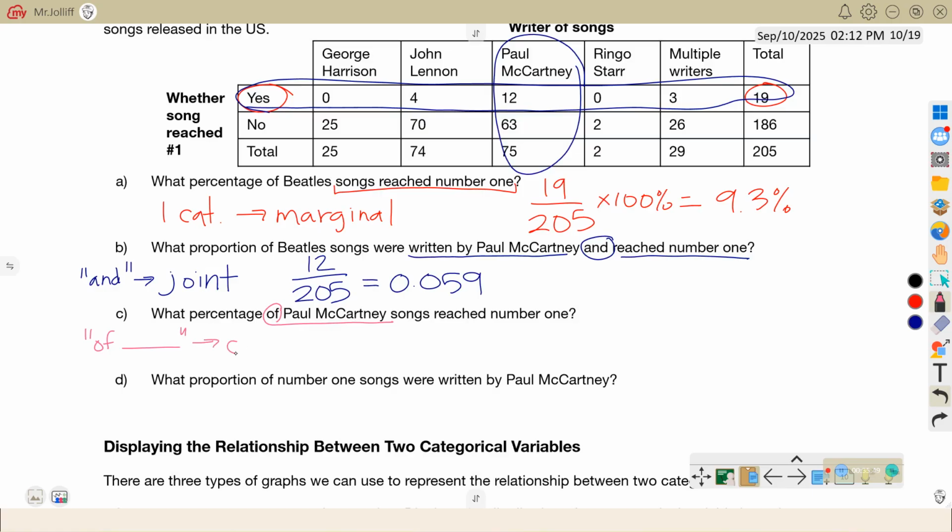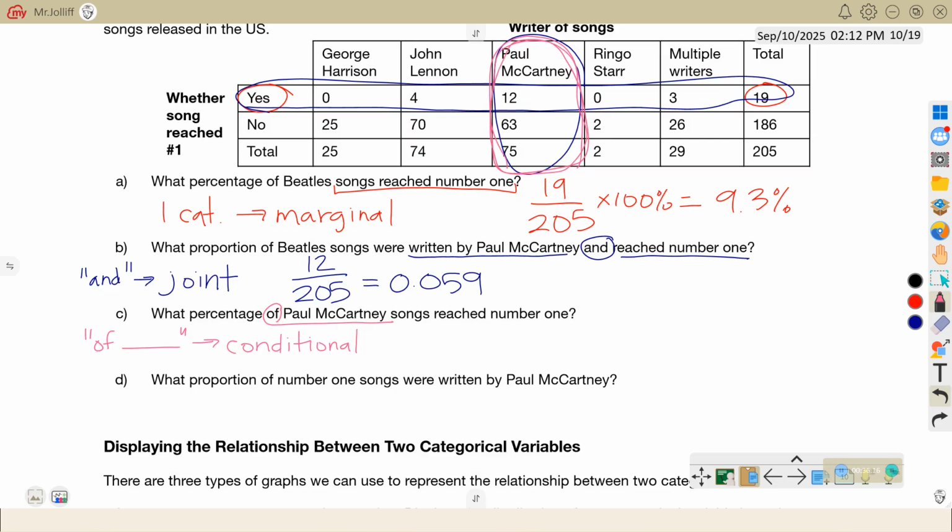So this is a conditional relative frequency. The condition is the section of the table I'm limited to. So my condition is Paul McCartney. That's what came after the of. So I am only looking here. This is the only part of the table that exists now for me.